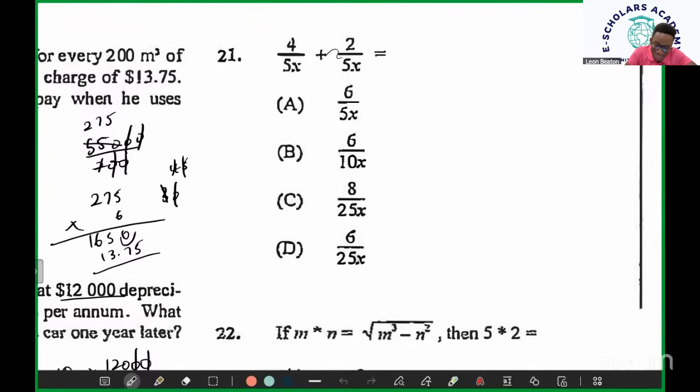All right, so this one is easy. The denominators are the same, so we just put back the 5x and we add the two numerators. So 4 plus 2 is 6. So this is A. All right, nice and easy. Hopefully CX will be kind this year and give us this.